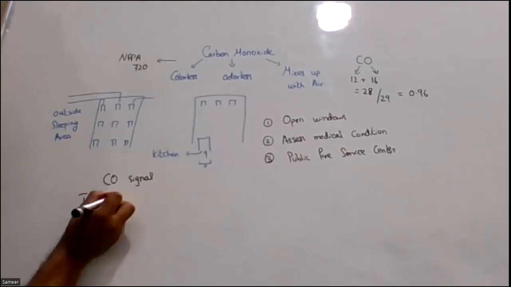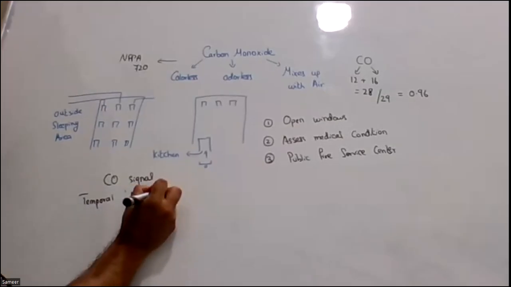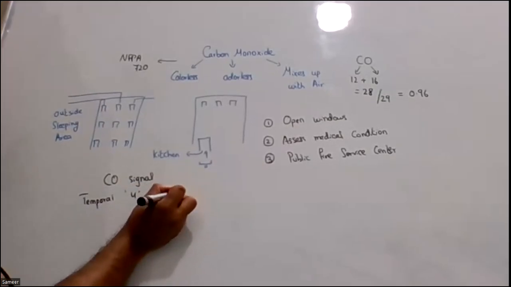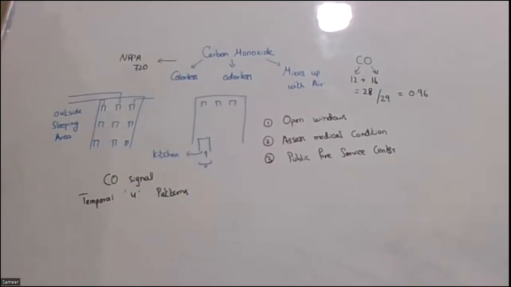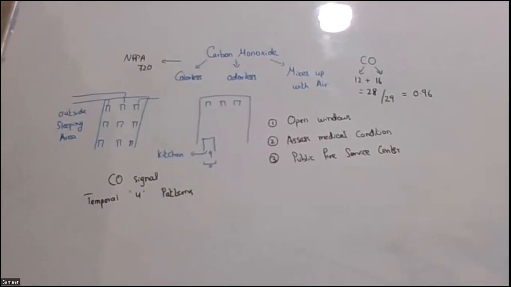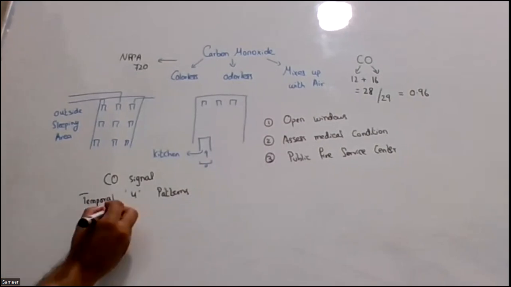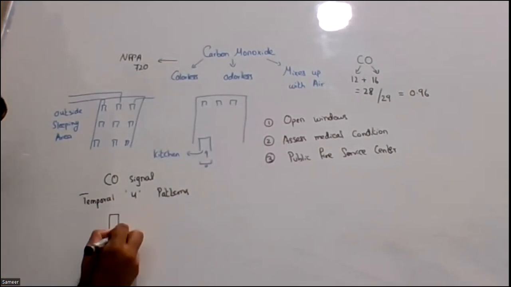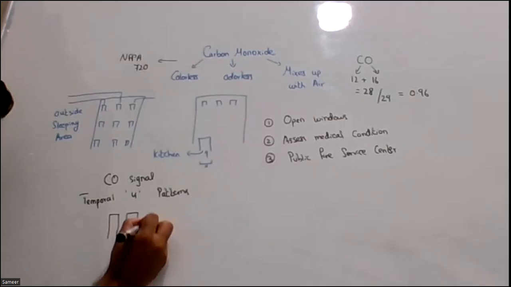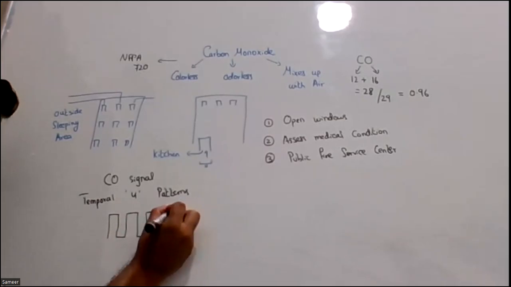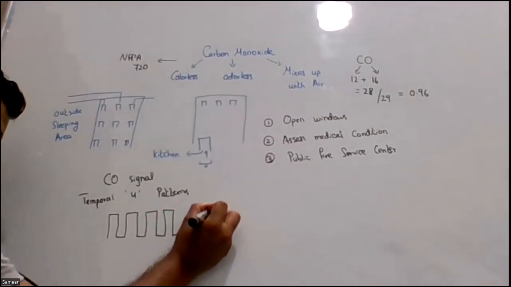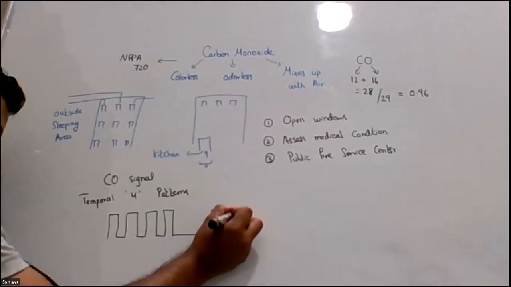Last time we discussed, NFPA 72 says that the evacuation signal should have a temporal 3 pattern. For carbon monoxide, the pattern is a temporal 4 pattern. We have discussed this one: 4 cycles of on and off, and then silence, and then again 4 cycles of on and off.